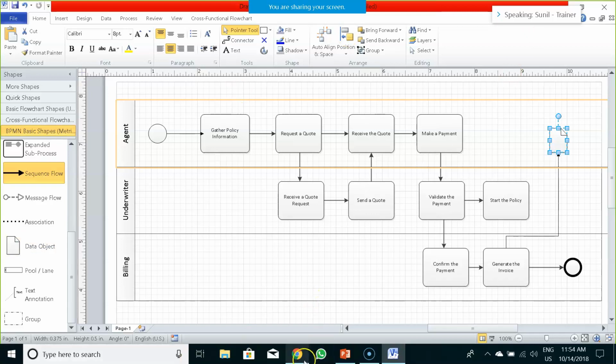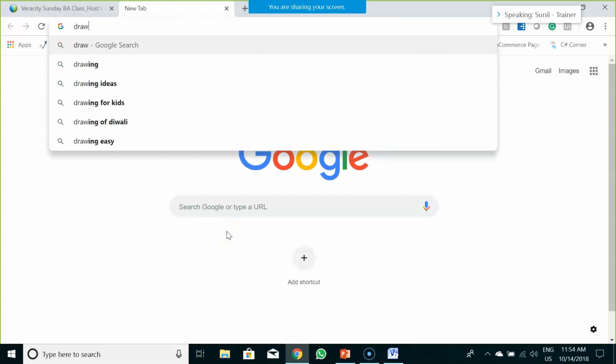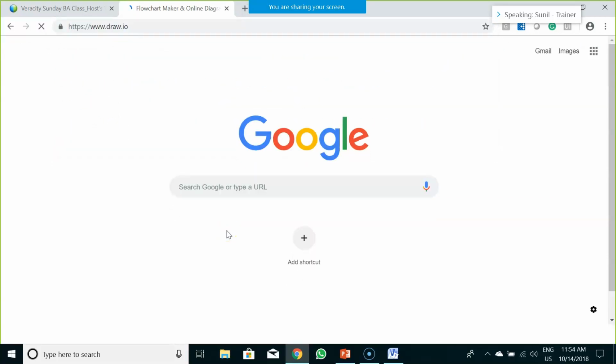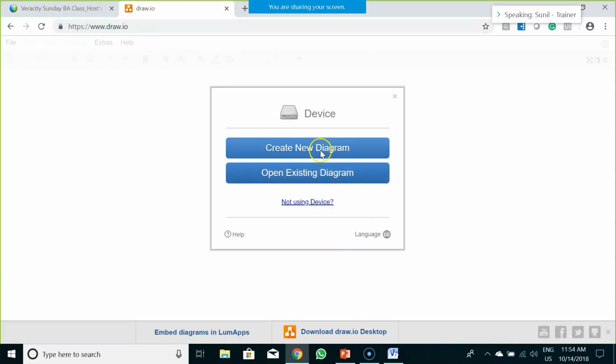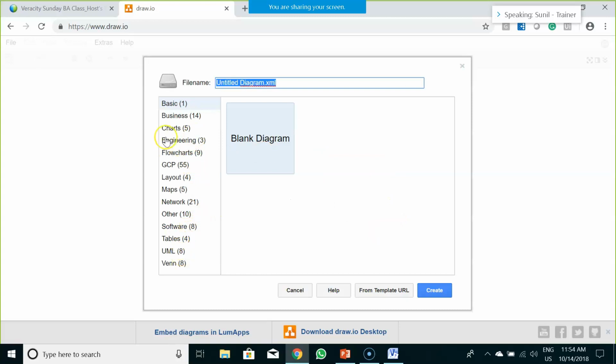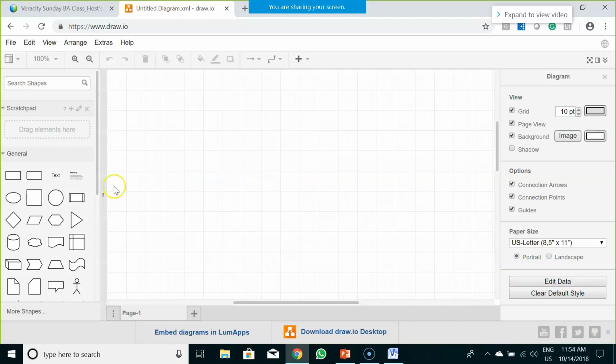Apart from that, there is one more tool. It's an open source tool. If the need is not that business specific, then you can use this particular tool as well, draw.io. It's an open source tool. It has the same functionality as that of Visio. You could see the same functionality as that of Visio, but it's open source.